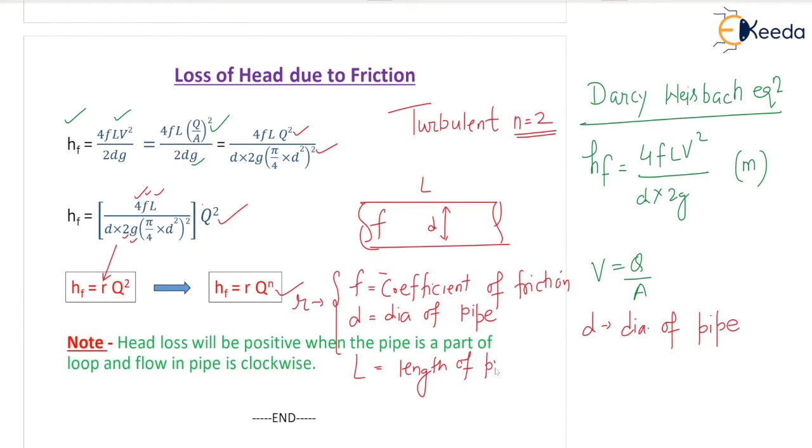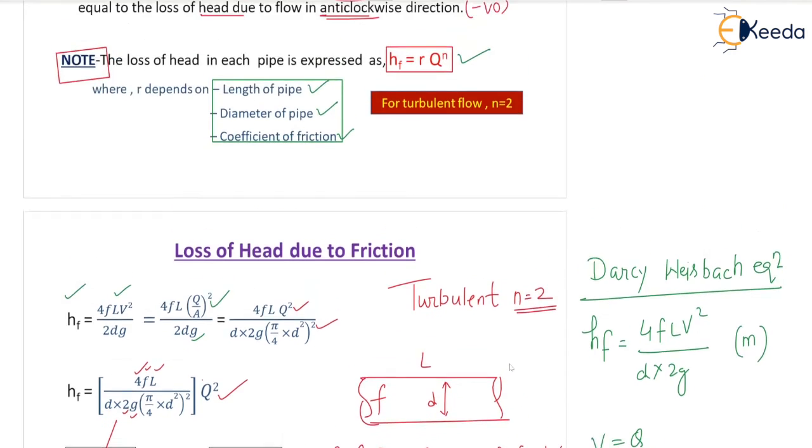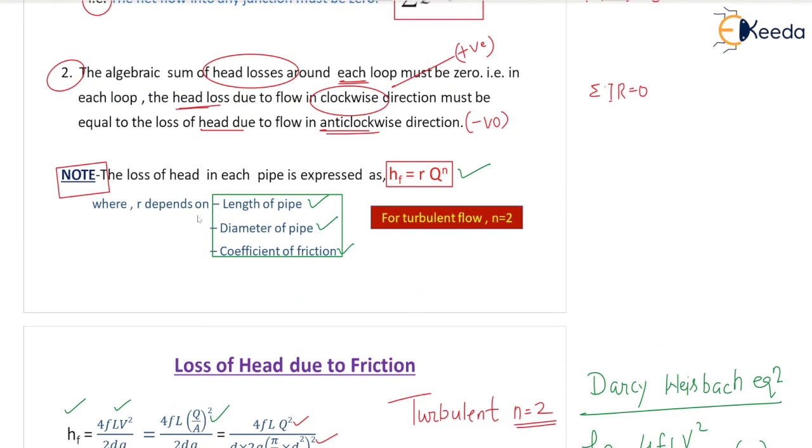So the same thing it is written in the previous slide. You can see. I'll go back. FDL. So length, friction coefficient, and diameter of pipe. You can see here length, friction coefficient, and diameter of pipe. Correct. And for turbulent flow, N is equal to 2. It is mentioned.